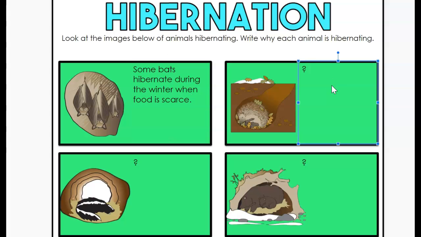The next one is a porcupine. Now some porcupines hibernate during the winter when prey is scarce. So they hibernate for the same reasons. Now, it looks like most of these do. This next one is a skunk.